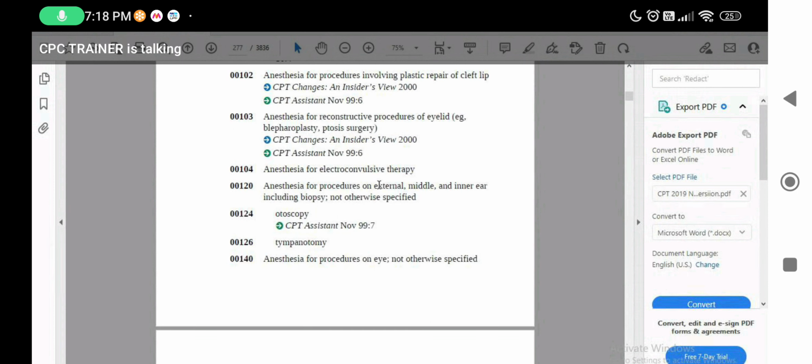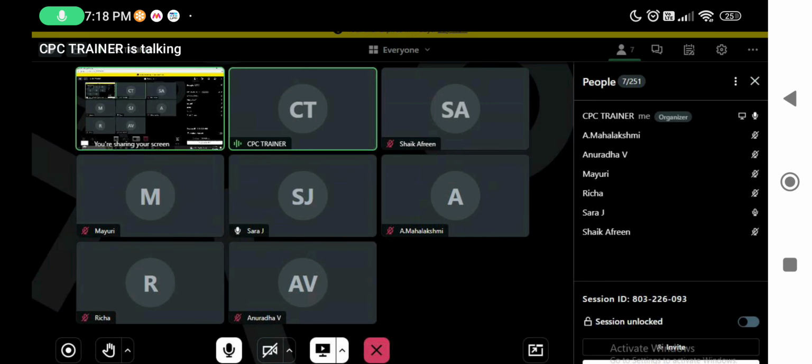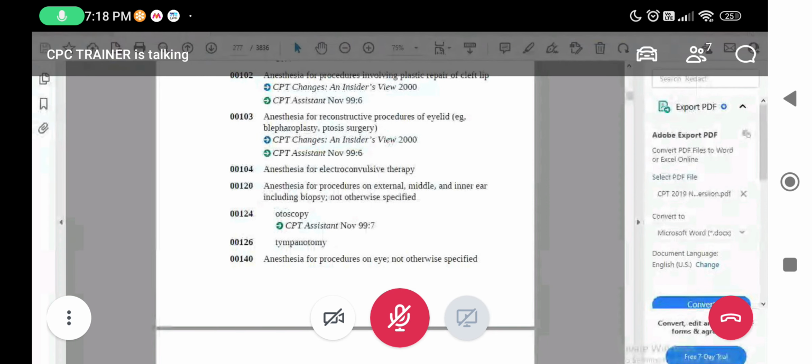Okay, we will start with Afrin. Afrin, can you please read how to read 00126? Anesthesia for procedure on external, middle, and inner ear, including biopsy. Okay, super. You guys clear? So whenever you have to read, this is the method. Anesthesia for procedure on external, middle, and inner ear, including biopsy with the tympanotomy. So this is the reading.